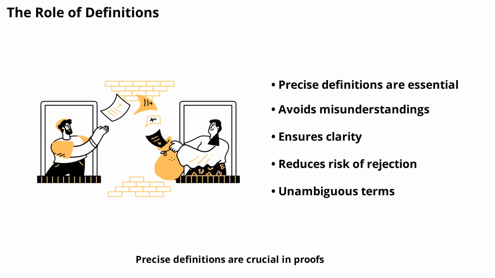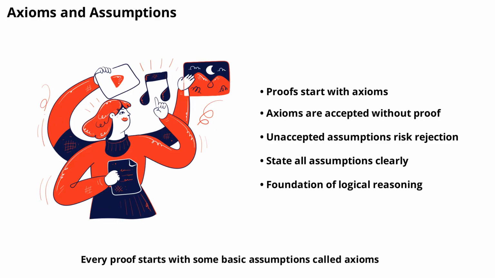Precise definitions are crucial in proofs. If terms are not clearly defined, misunderstandings can arise, leading to incorrect conclusions. Mathematicians spend a lot of time making sure every term is unambiguous. This attention to detail ensures that everyone interprets the proof in the same way, reducing the risk of rejection due to confusion or misinterpretation.